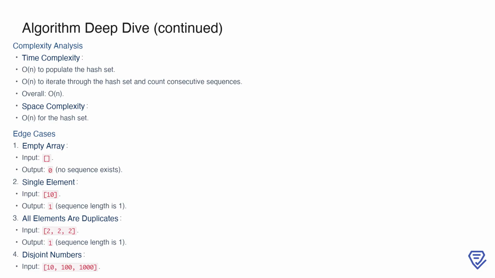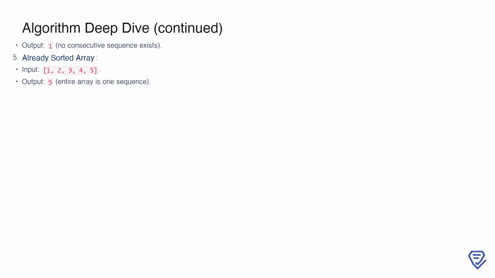If all elements in the array are duplicates, like 2, 2, 2, the output is still 1 as there is only one unique number. For disjoint numbers, such as 10, 100, 1000, the output is also 1 as no consecutive sequence exists. For an already sorted array, such as 1, 2, 3, 4, 5, the entire array forms a single consecutive sequence, so the output is its length, which is 5.